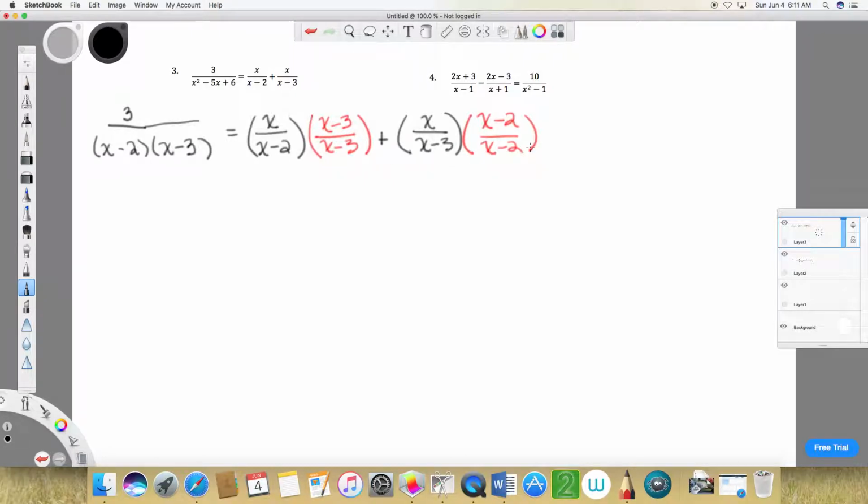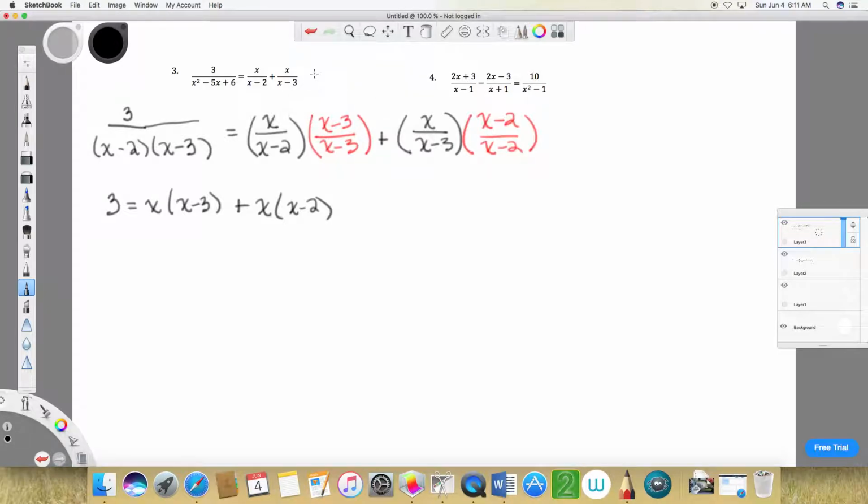If I multiply all of these terms on both sides of the equation by that common denominator, these denominators all cancel. And we have 3 is equal to x times the quantity x minus 3, plus x times the quantity x minus 2. However, when we multiply both sides of an equation by a variable, we introduce the possibility of extra solutions. And if we get one of those, we refer to it as extraneous solutions.